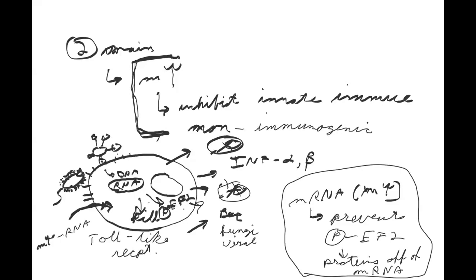This also prevents the phosphorylation of elongation factor 2. Okay? When you prevent that, it allows that foreign RNA to be able to turn into protein.